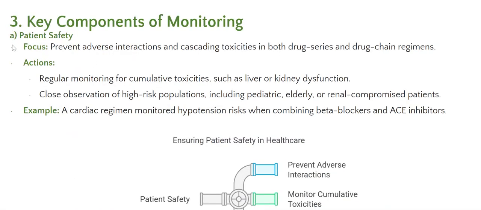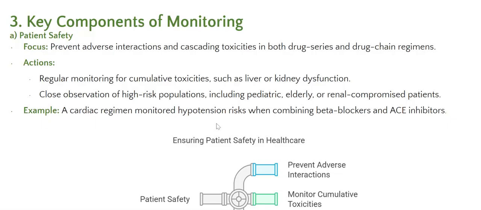Key components of monitoring: patient safety or participant safety. Focus prevent adverse interactions and cascading toxicities in both drug series and drug chain regimens. Actions regular monitoring for cumulative toxicities such as liver or kidney dysfunction. Close observation of high-risk populations, including pediatric, elderly, or renal compromised patients.